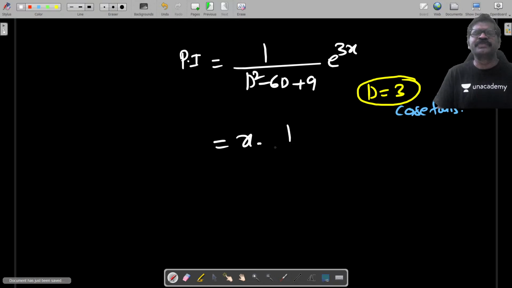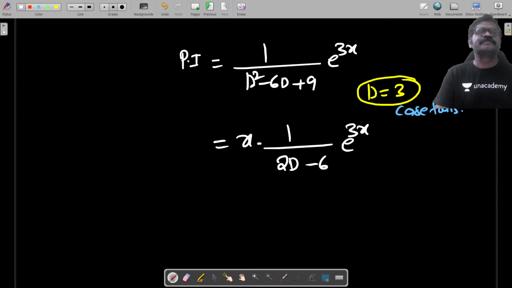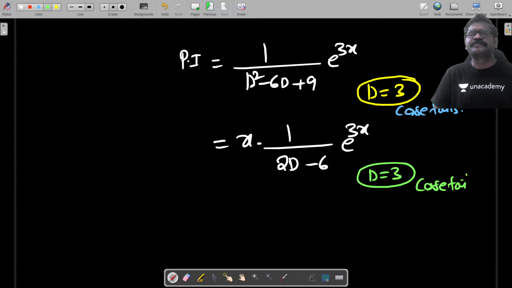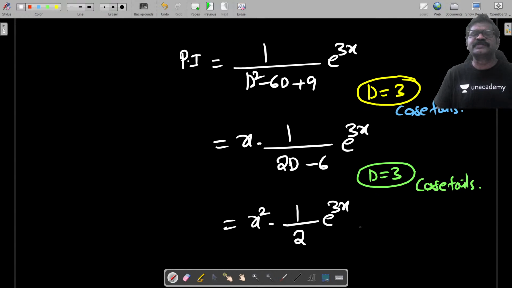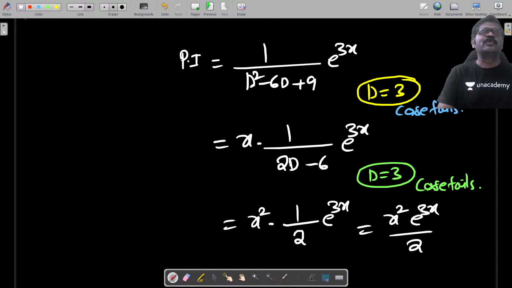Now x into 1 by differentiation of denominator, 2D minus 6, e power 3x. Now replace D equal to 3. If you replace D equal to 3, again case fails. Now continue the same procedure: x square into 1 by differentiation of denominator with respect to D, 2, e power 3x. So the particular solution is x square into e power 3x by 2.